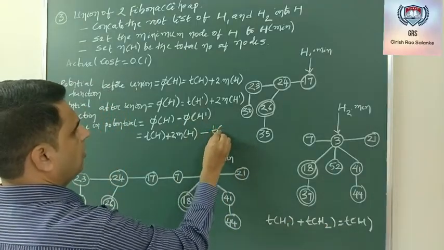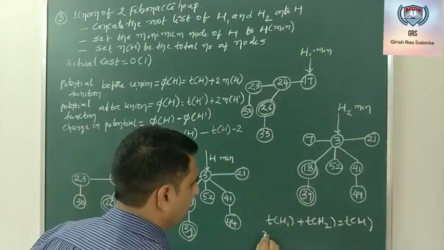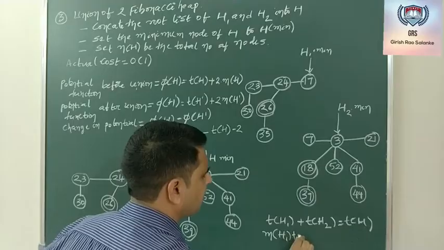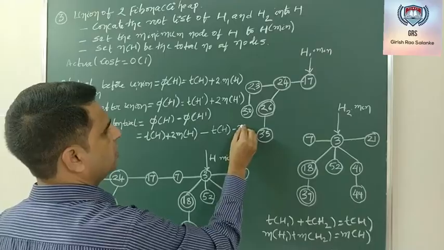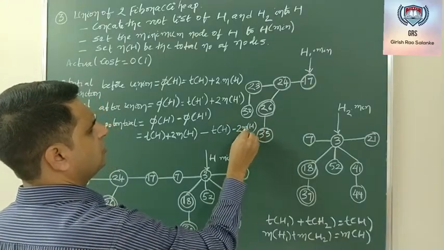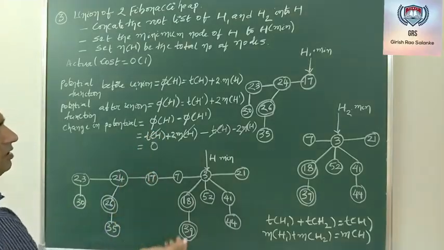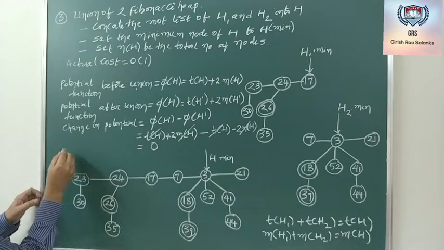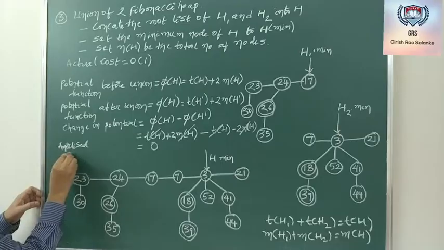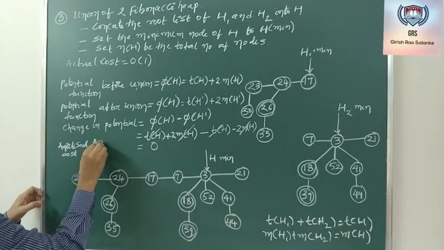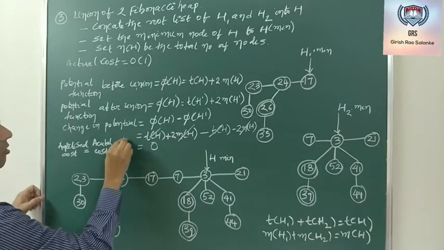So this is also T of H minus 2 times the number of marked nodes. Even the number of marked nodes M of H1 plus M of H2 is nothing but M of H only. So this is 2 times M of H. If you see, this gets cancelled, this gets cancelled. So the change in potential is 0. If the change in potential is 0, what is the amortized cost? Your amortized cost is actual cost plus change in potential.